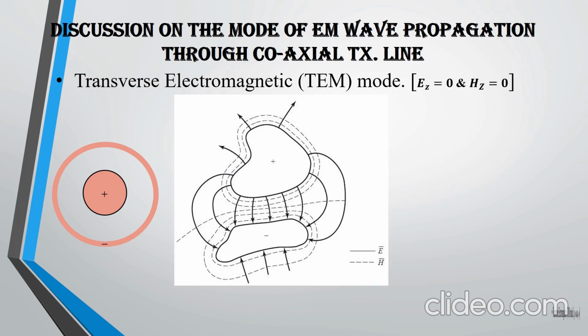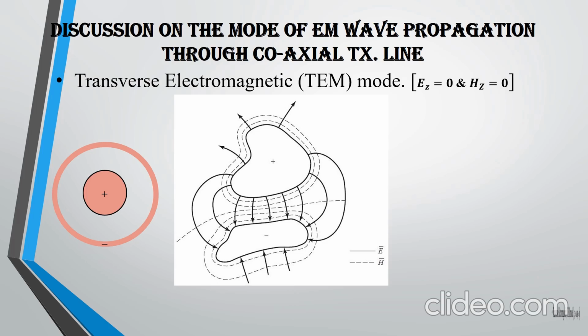Now if these two conductors have a finite potential difference, then we can approximately represent these coaxial conductors by this figure, where there are two conductors. One is this top conductor, another is this bottom conductor. The top conductor has been charged positively and the bottom conductor has been charged negatively.